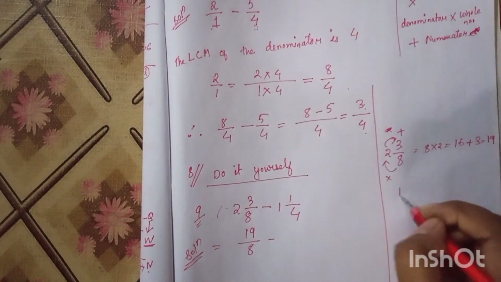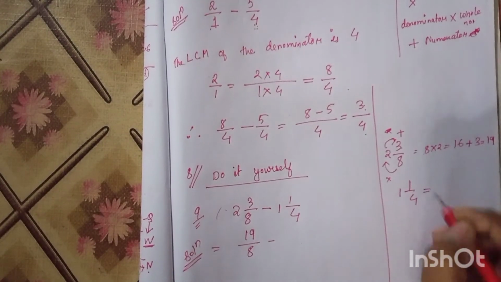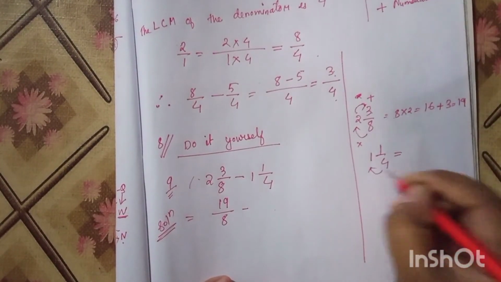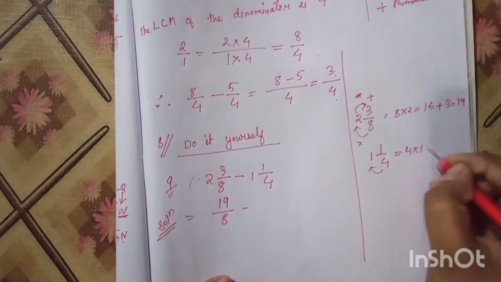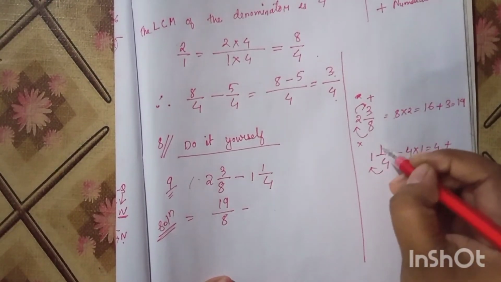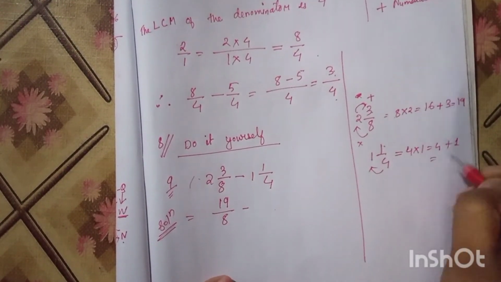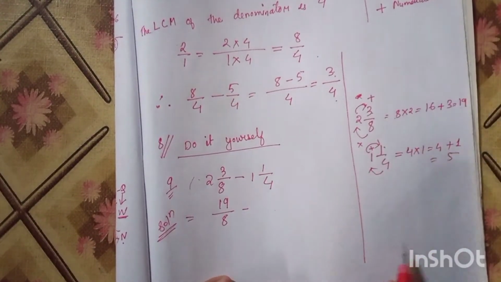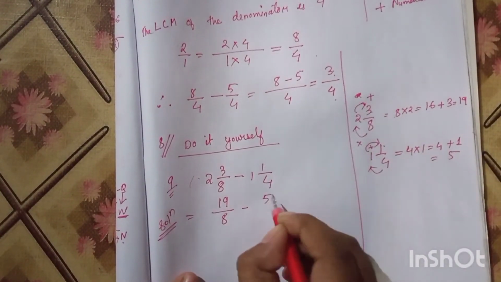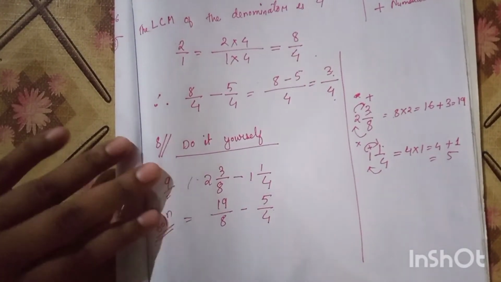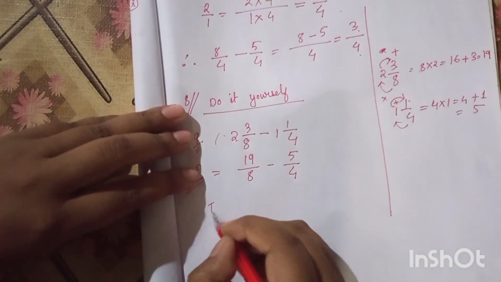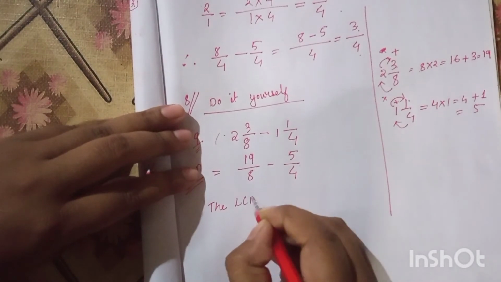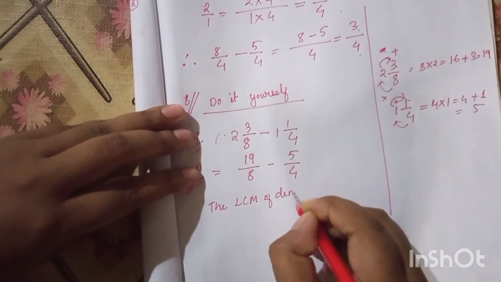Now this one, 1 1/4. Here we need to multiply these two. So 4 1s are 4 plus 1 is equal to 5. After that we have to add the numerator. So it is 5 by 4. So let us find the LCM of the denominators.